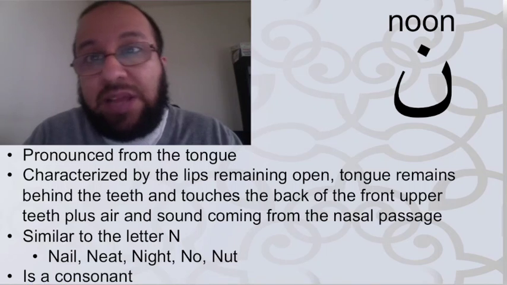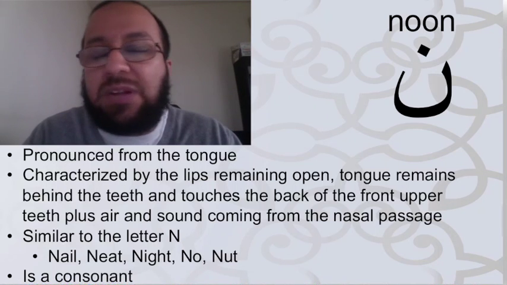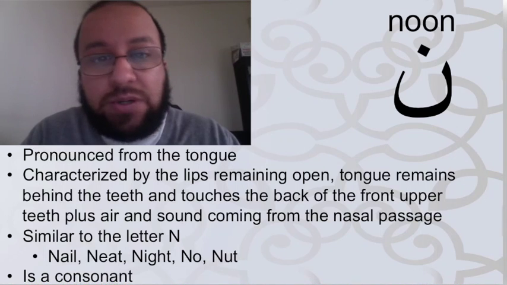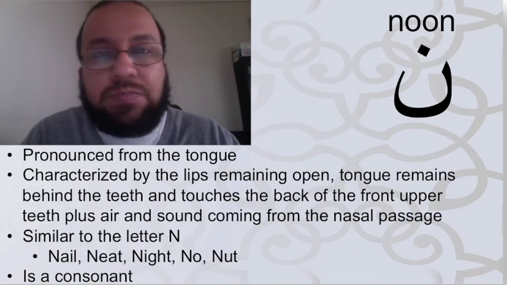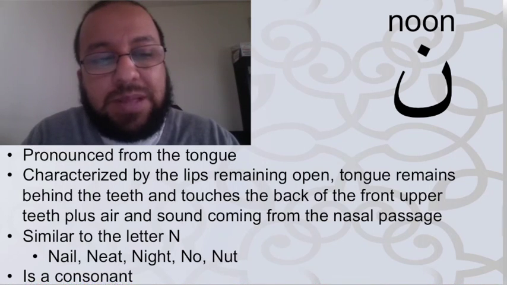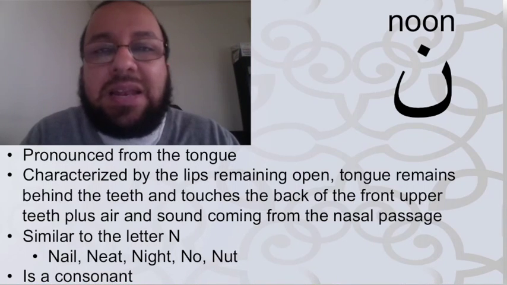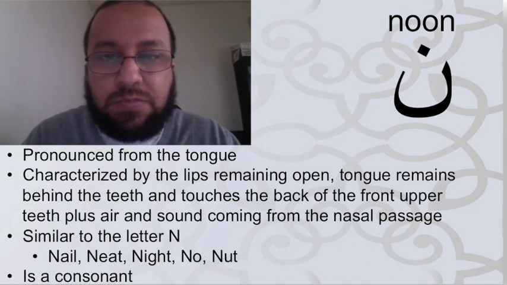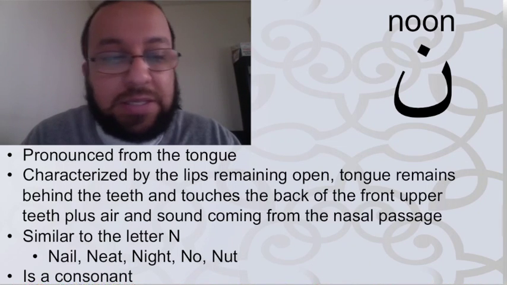Identical to the letter N in the English language. There's almost no difference, pretty much identical. There's nothing else to say. The following 5 words will demonstrate that for you. Nail. Neat. Night. No. Nut. Noon. And this letter is a consonant.